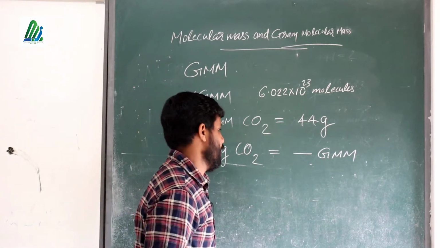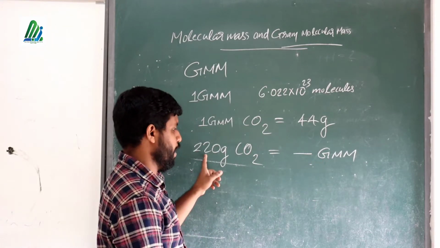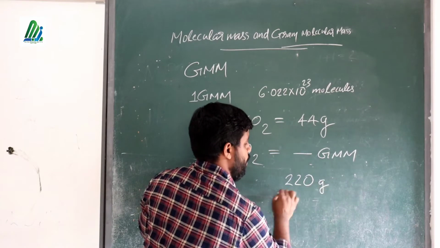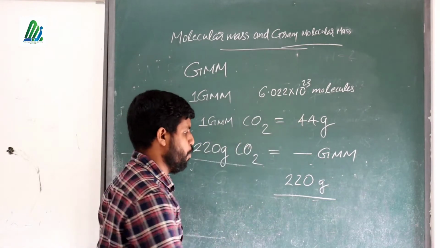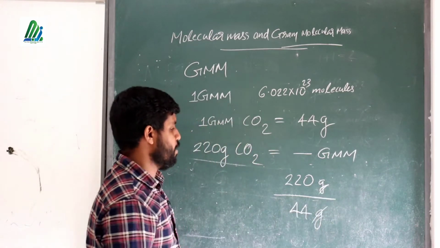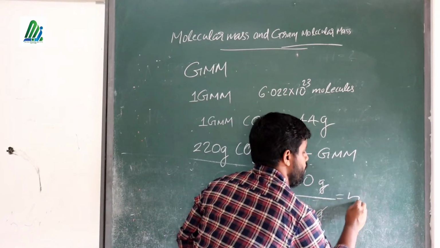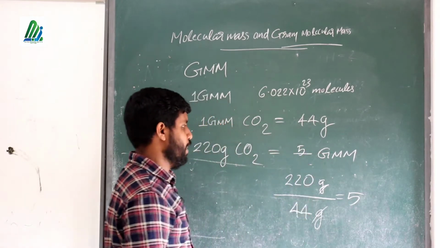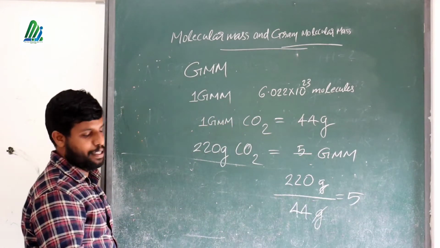So here you want to find the GMM of 220 gram CO2. Given mass is 220 gram, divided by GMM of carbon dioxide, that is 44. 220 divided by 44, gram and gram cancel. If you calculate that, you get 5. 5 is the answer. So 220 gram carbon dioxide is equal to 5 GMM.